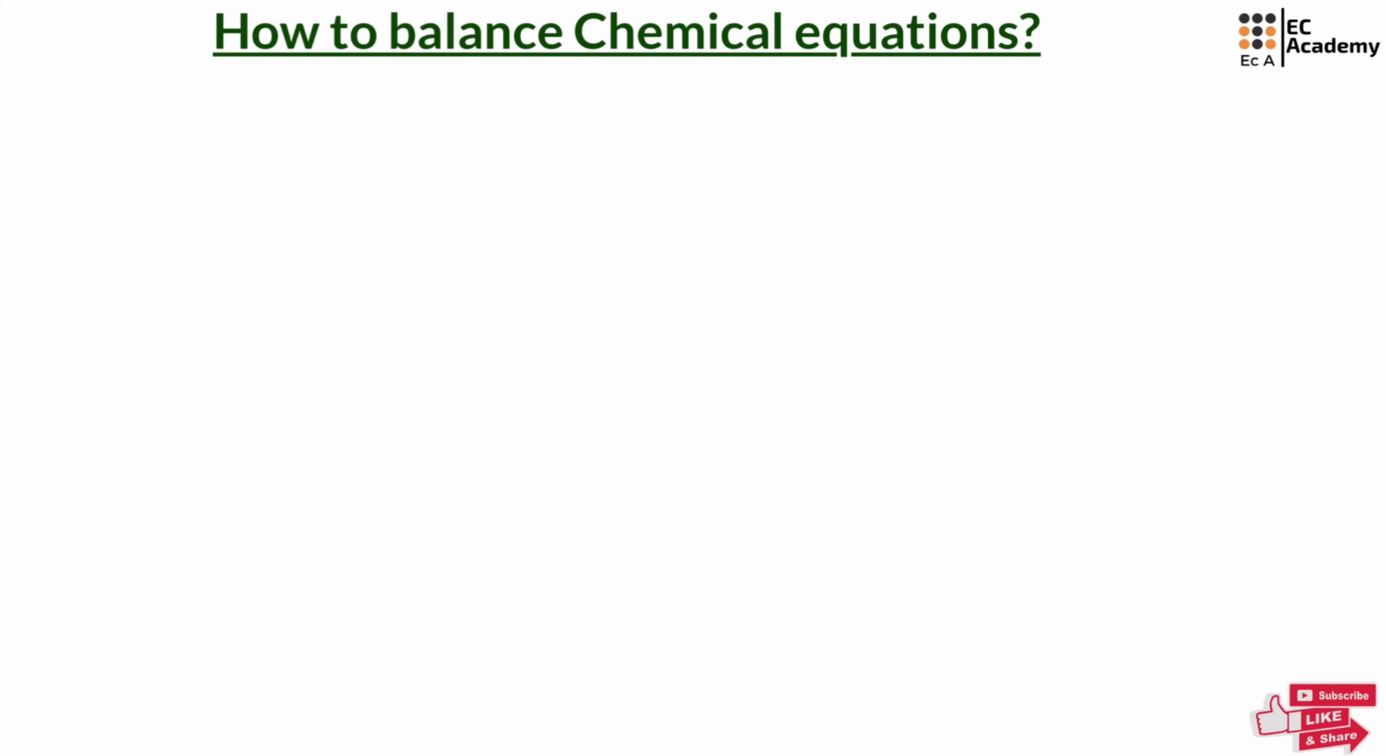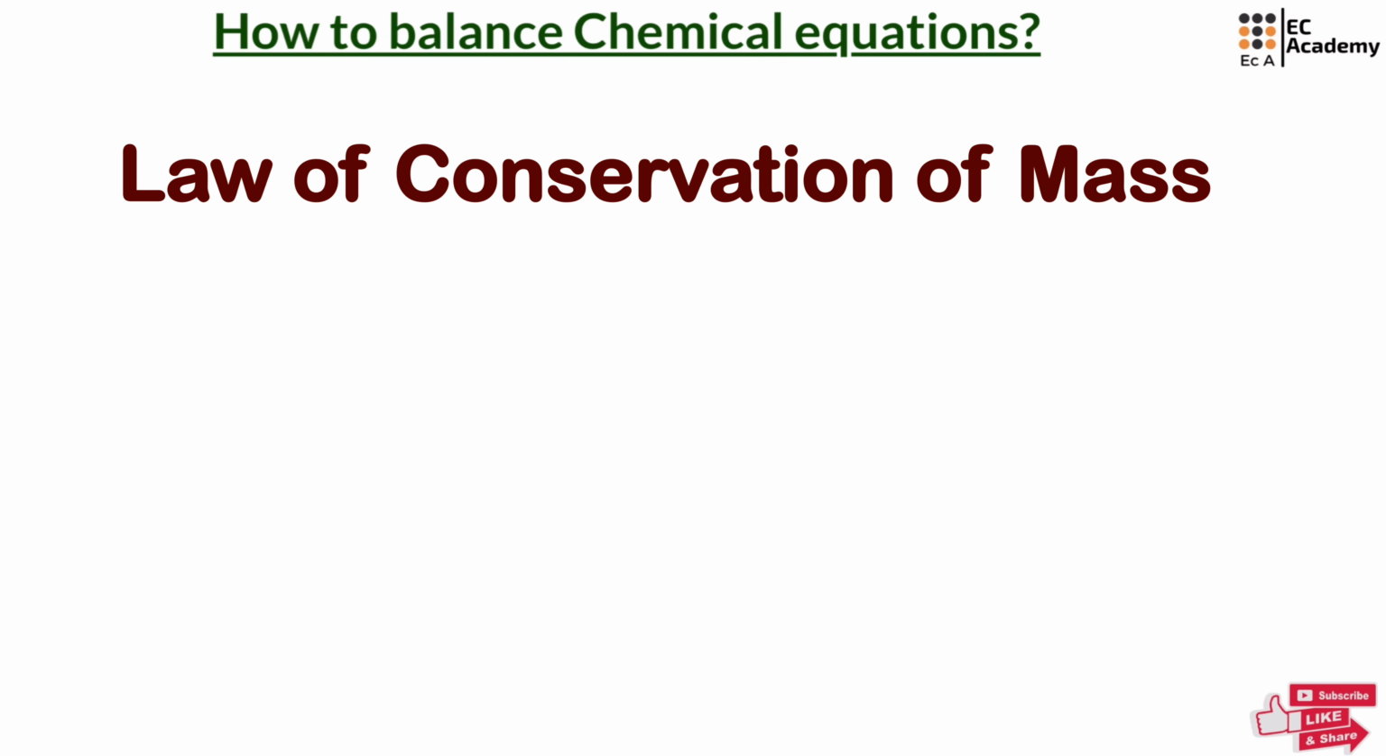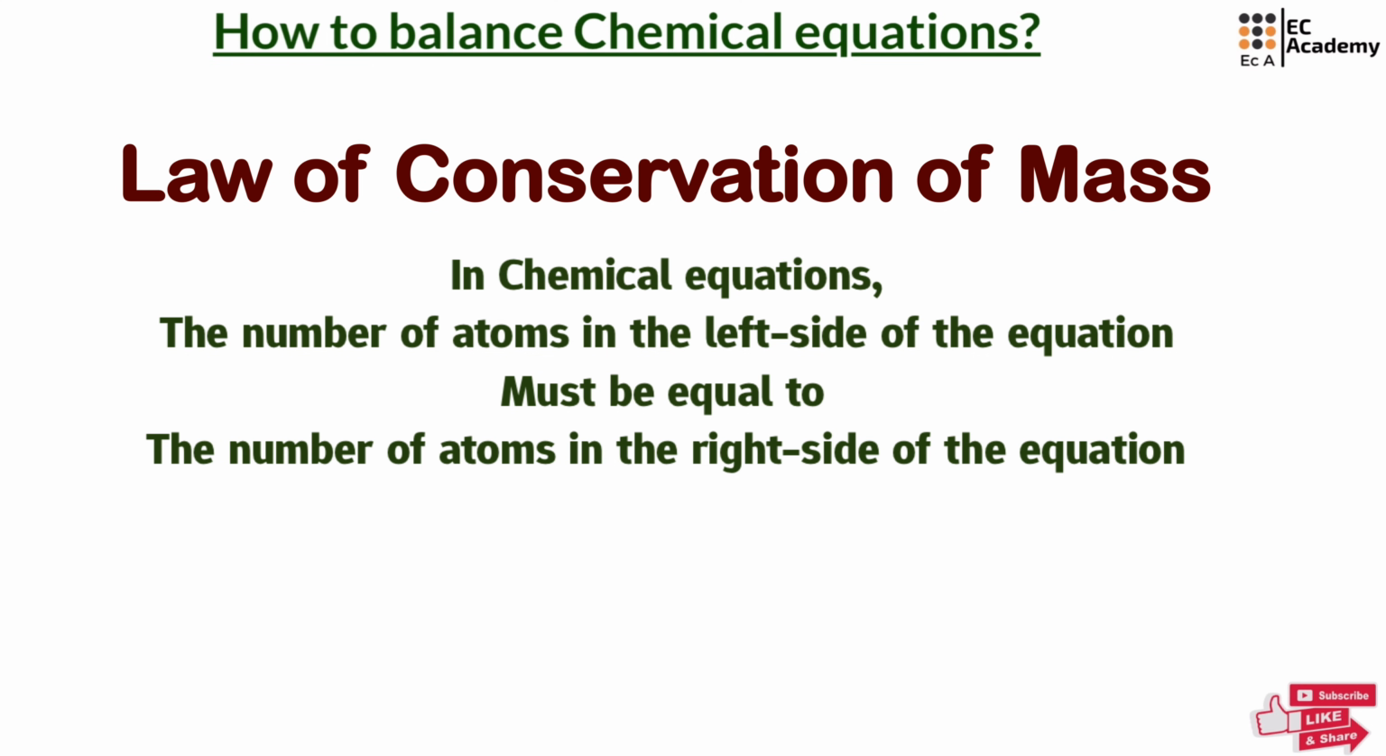In today's video, we are going to learn how to balance chemical equations in a very simple and easy way. Before we start, remember one important rule: the law of conservation of mass. This law states that the number of atoms of each element must be the same on both sides of a chemical equation. Today, we'll solve four equations step by step.